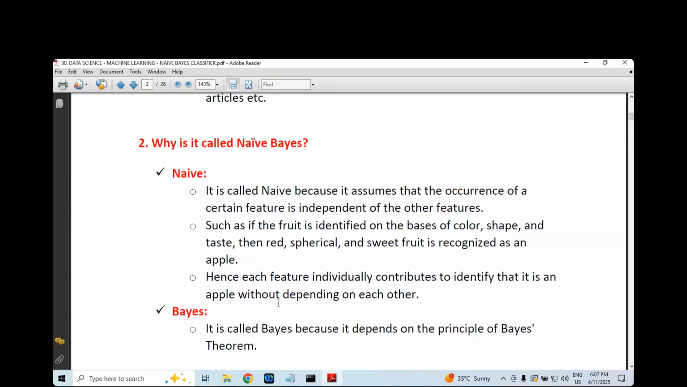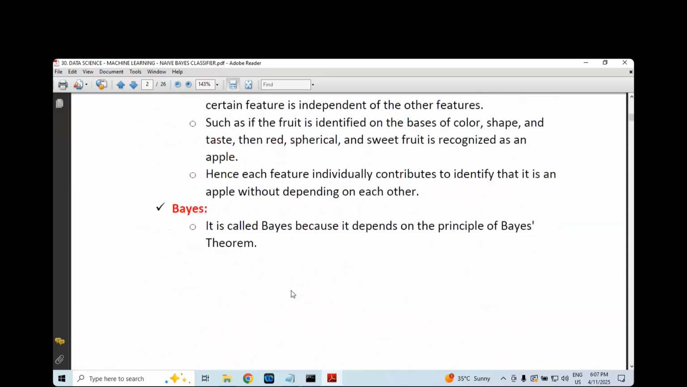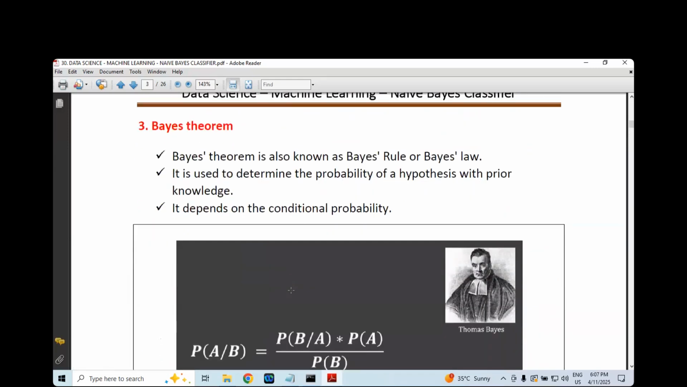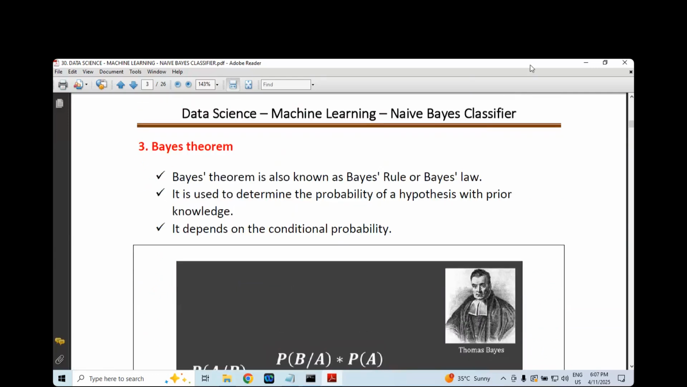Let's move on. Hence, each feature individually contributes to identifying that it is an apple without depending upon what exactly, sir? Other features actually. Can you tell me the algorithm name? Naive Bayes algorithm. There is a little theory you need to understand. Please focus on this theory.